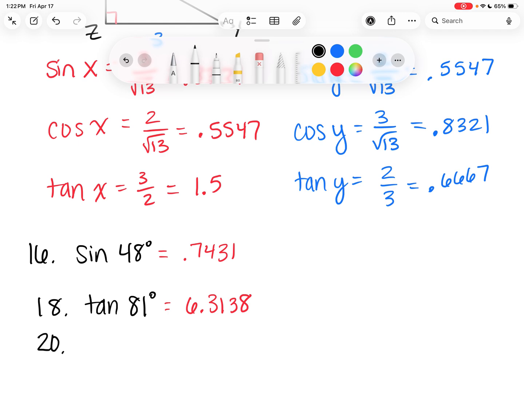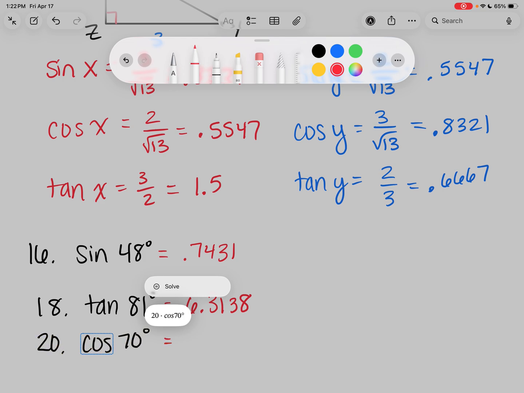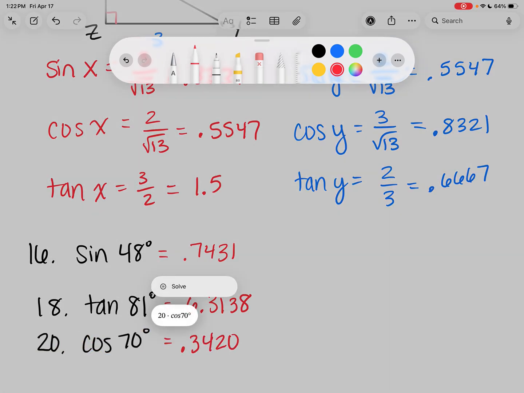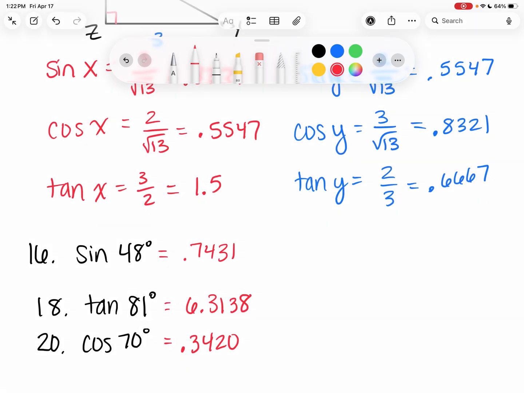Number 20, cosine of 70. So you hit cosine and then 70. 0.3420. Yep, 0.3420. Any questions on those ones? Pretty easy.